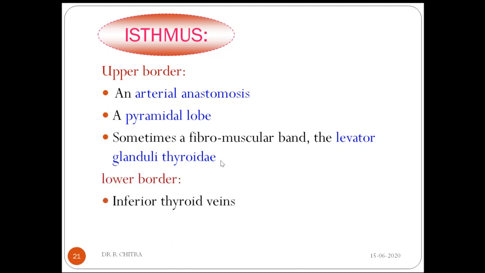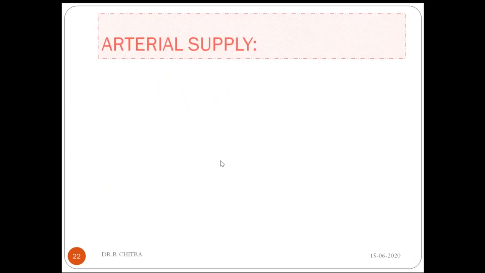Lower border: the relations of the lower border are the inferior thyroid veins and sometimes the arteria thyroidea ima. Arteria thyroidea ima is a branch of the arch of aorta, sometimes may be present, which will be related to the lower border of the isthmus of the thyroid gland.